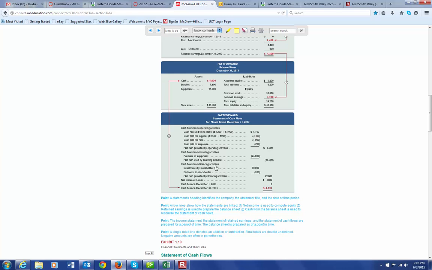But the cash flow from financing is, in this case, the stockholders have invested money into the company. They invested $30,000 in cash. Only $200 was paid out in dividends, so the net cash provided by financing is at $29,800. Therefore, if you add these three numbers together, you get a net increase in cash of $4,800. There was no cash available at the beginning of the month, so there's nothing to add to that. So in this case, the cash balance at the end of the month is $4,800, which is the same as what we have up here on the balance sheet.